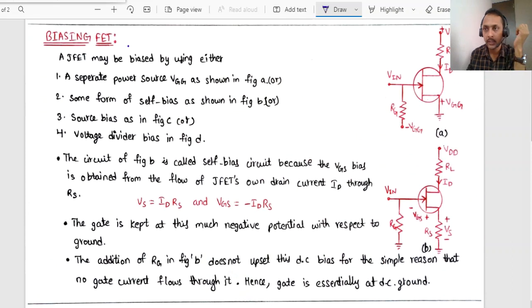Biasing implies the application of DC voltage in order to maintain the voltage and current. The application of DC voltage can be treated as biasing.